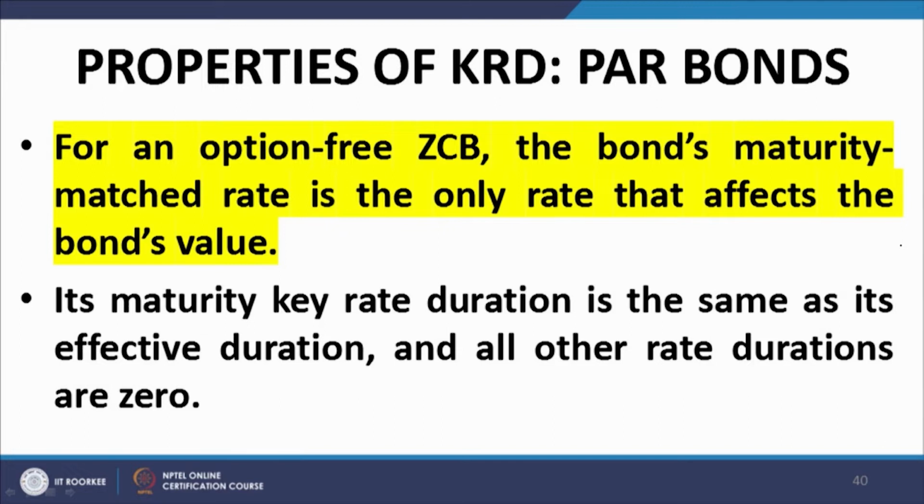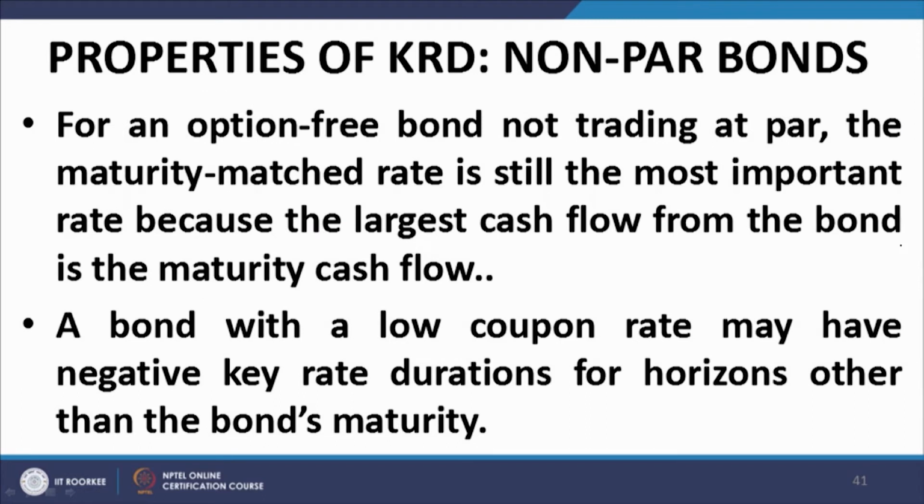Properties of key rate duration. For an option free 0 coupon bond, the bond's maturity matched rate is the only rate that affects the bond's value. It is quite trivial. Therefore, its maturity key rate duration is the same as its effective duration and all other durations are 0. That is for a 0 coupon bond. For a 0 coupon bond, as we know, the bond's Macaulay duration is equal to its maturity. Similarly, the bond's key rate duration with respect to just the one rate which is relevant, the maturity matched rate, will also be its maturity.